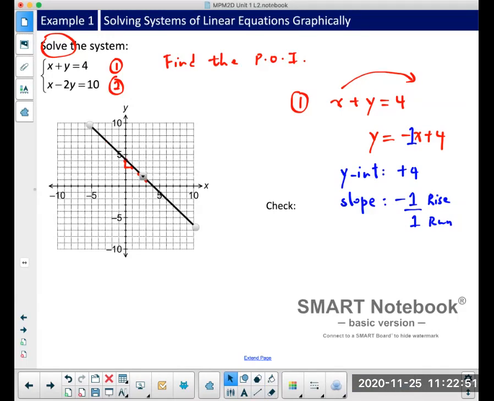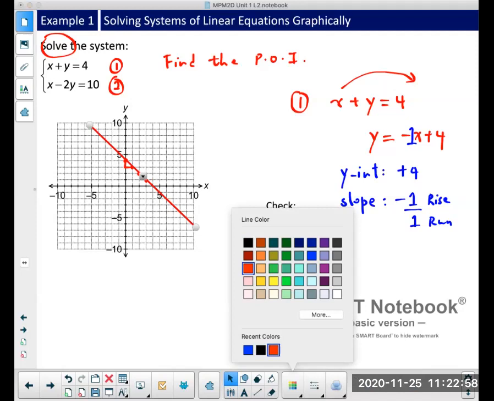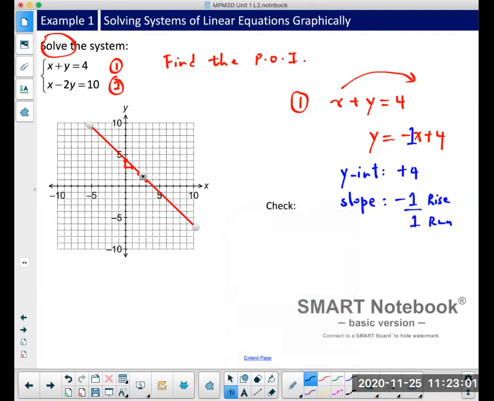And that's my first equation. You know what? I'm going to turn this into red as well. So this is x plus y equals 4. Now we're not done though, because you only have one line. You can't find a point of intersection. So I need to do exactly the same thing, but for line number 2. For line number 2, I'm going to use the other way of graphing, just so that you've seen both ways.